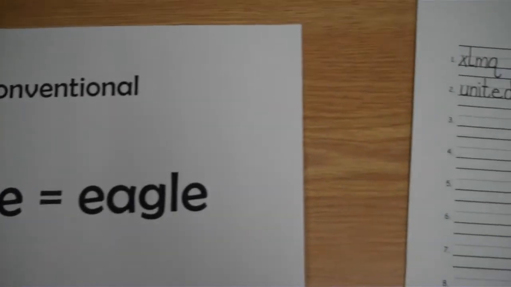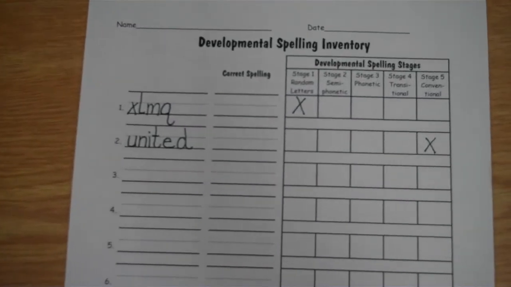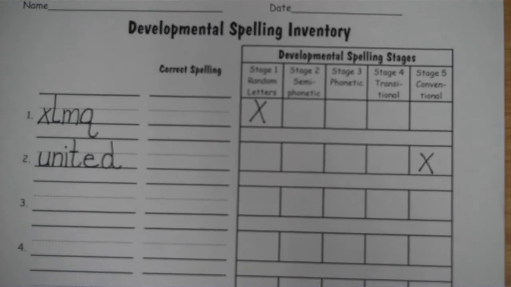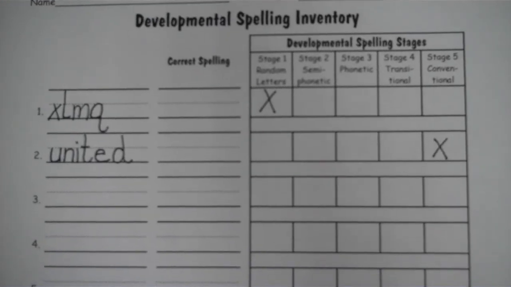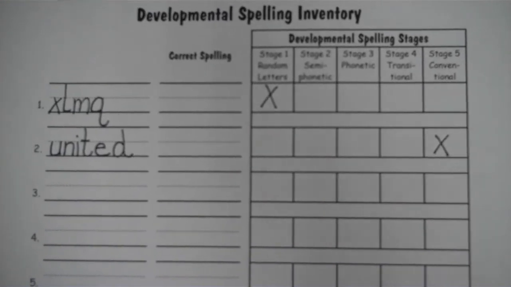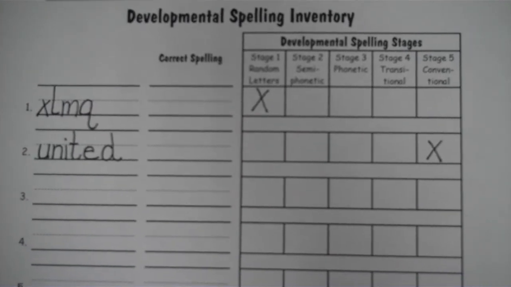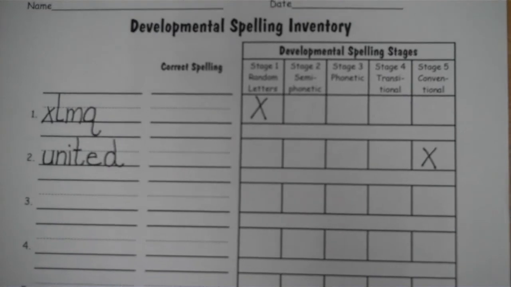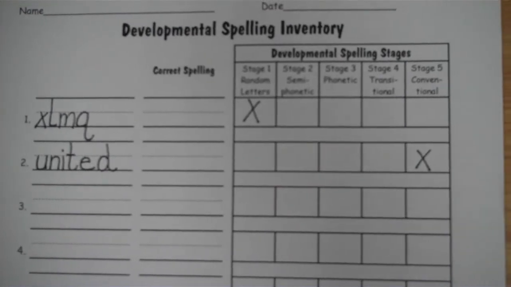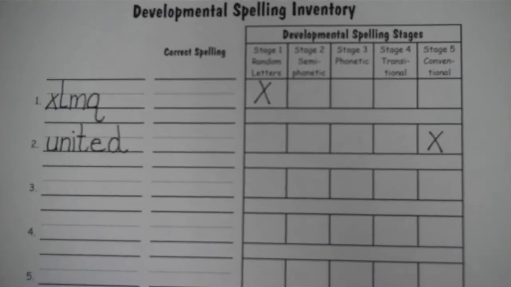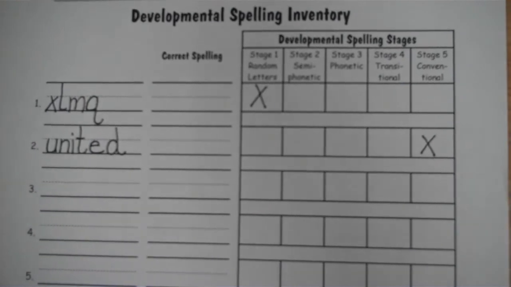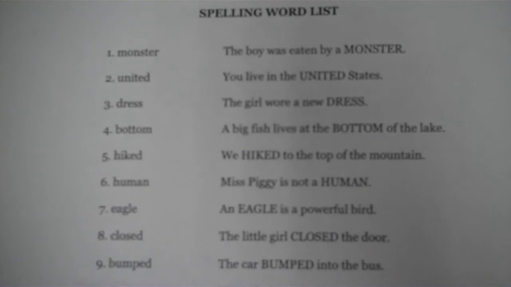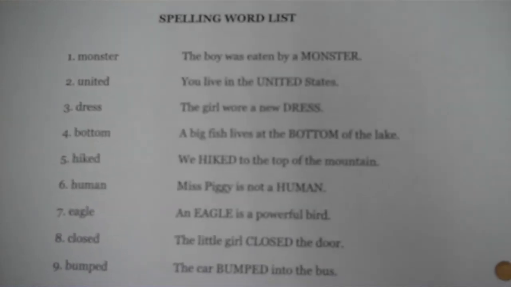I would like to give an example of how one form of the developmental spelling inventory would look. In this example, number 1, the word was monster. Number 1 gives an example of students in a random letter phase, while number 2 shows the other end of the spectrum, a conventional spelling phase. There is a list of 10 words that a teacher can use, but they can also go as short as 5 words from the list.